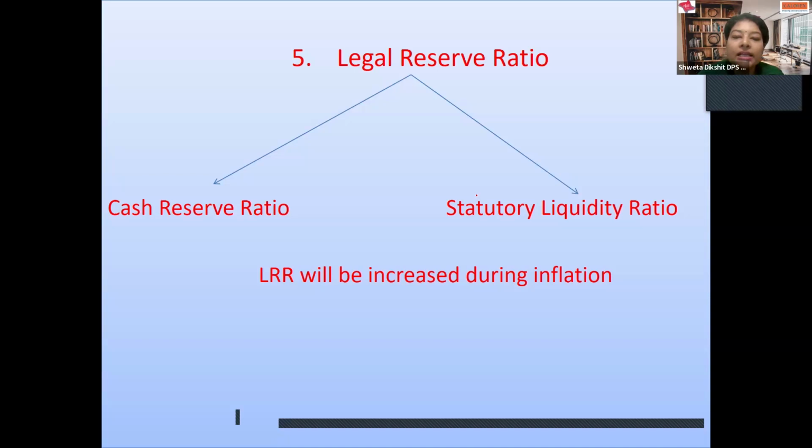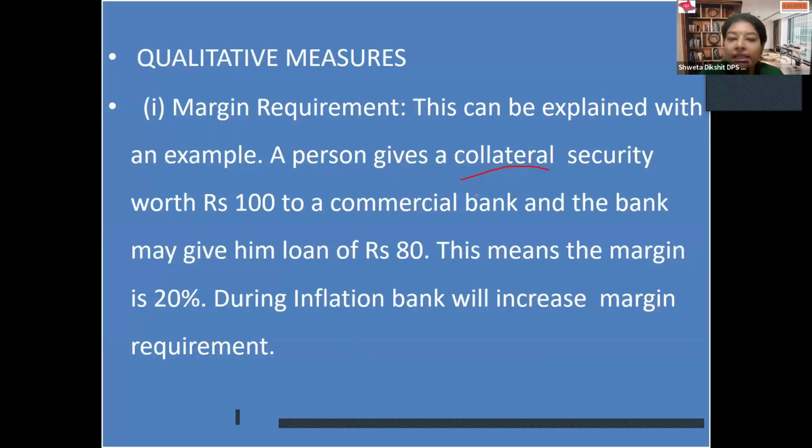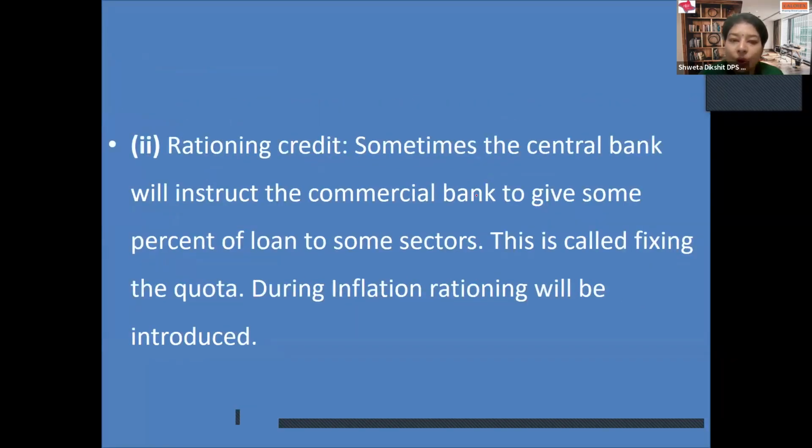Now, when CRR and SLR, or in short LRR, is increased, then definitely the capacity of commercial banks to lend loans to the people is reduced, and therefore the people are not able to borrow more money and the liquidity is absorbed.